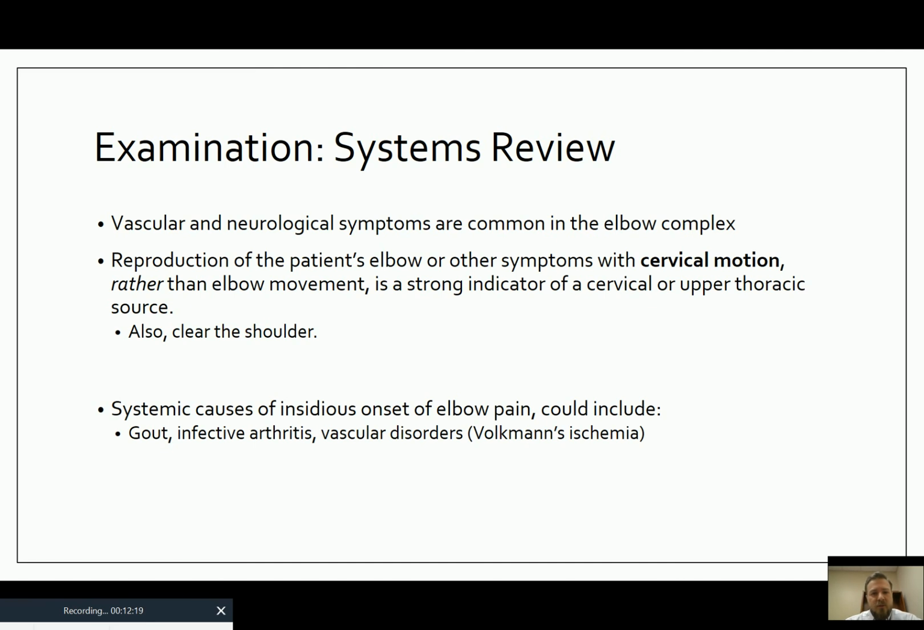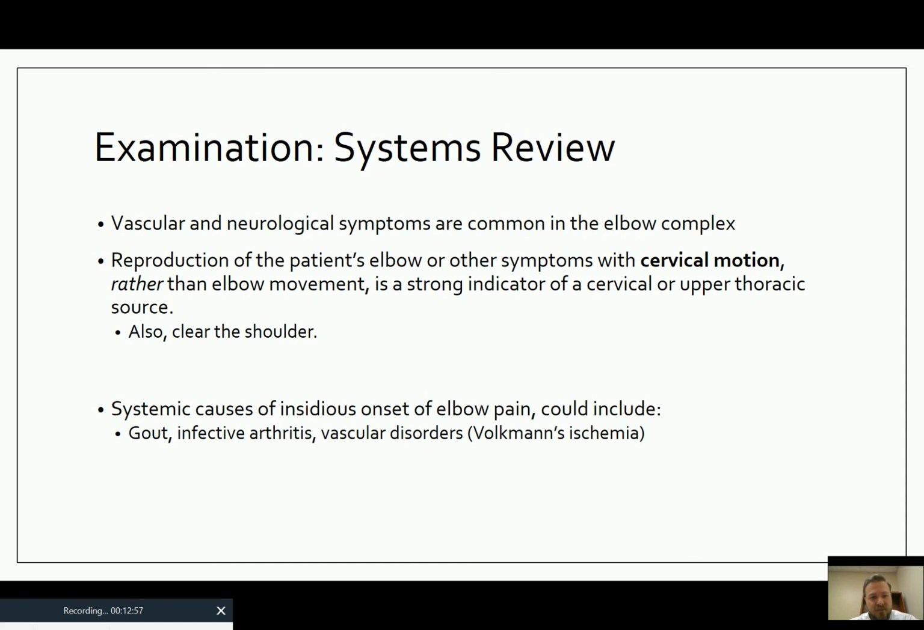So we look at the systems review. You want to look at the vascular and neurological symptoms because these are very common in the elbow complex. And what you notice is, if we go back to that quadrant picture, which you could stop and do now, you'll notice all the neurovascular structures there. And this is also why we have special tests for the elbow and upper extremity in general, because we can replicate a lot of these symptoms with those. Reproduction of the patient's elbow or other symptoms with cervical spine motion rather than elbow movement is a strong indicator of a cervical or upper thoracic source.